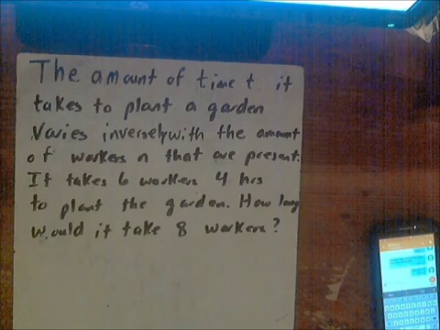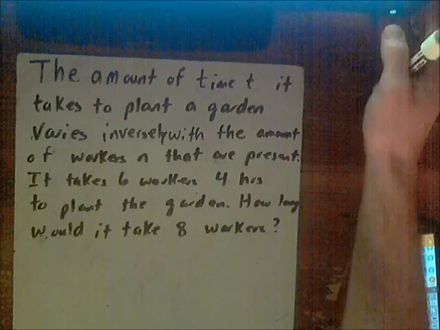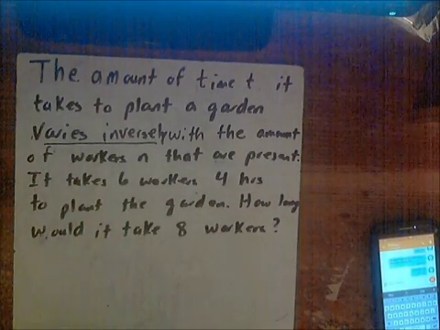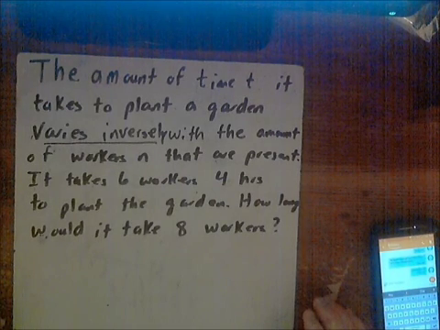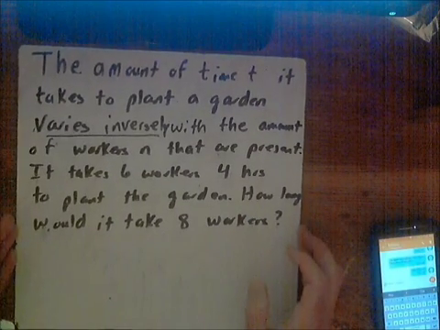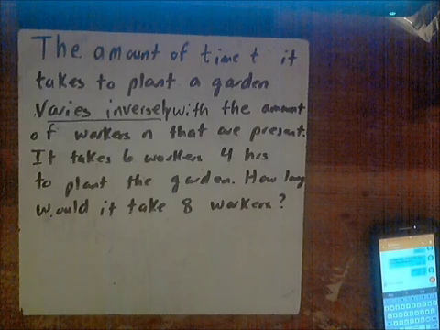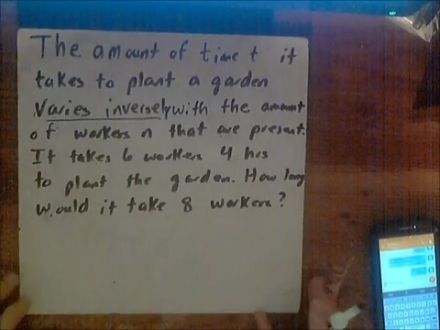Okay, we have one more example here. The amount of time T it takes to plant a garden varies inversely, that's important, with the amount of workers N that are present. It takes 6 workers 4 hours to plant the garden. How long would it take 8 workers? I'm sorry for the lack of the perfect handwriting there, but hopefully that's legible to you.